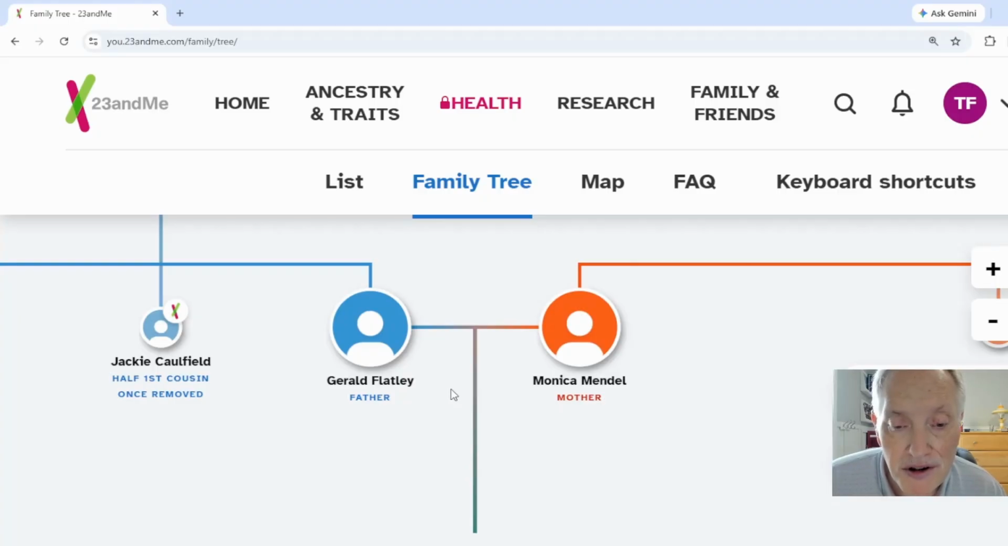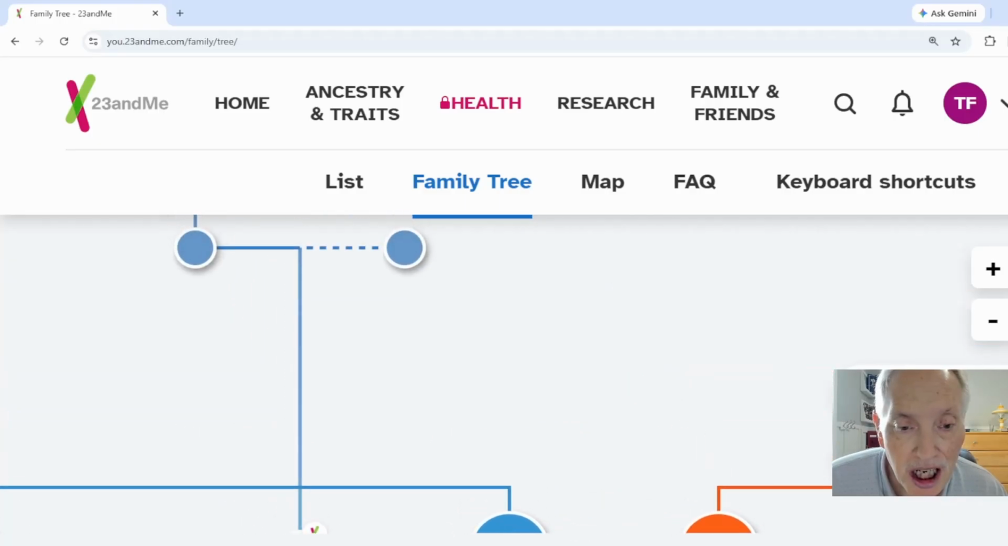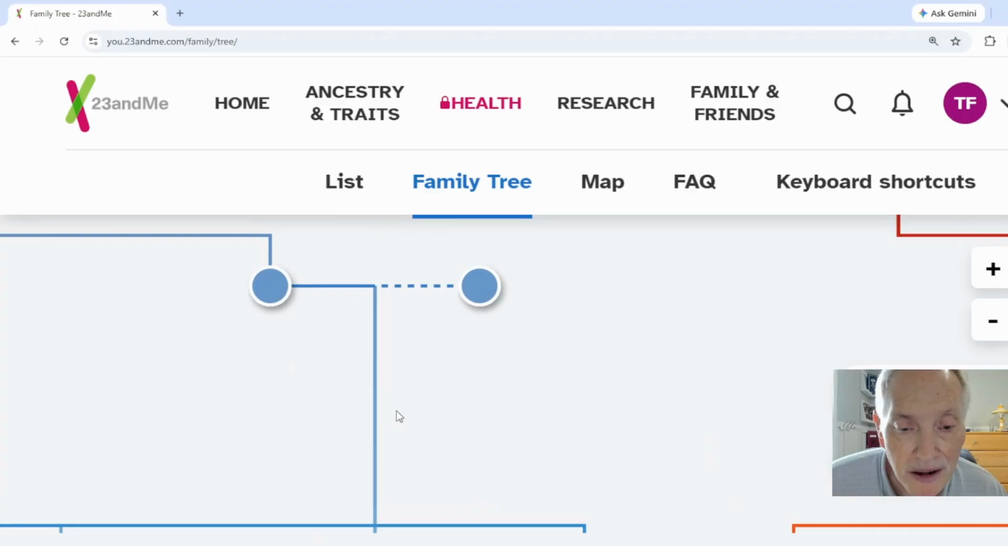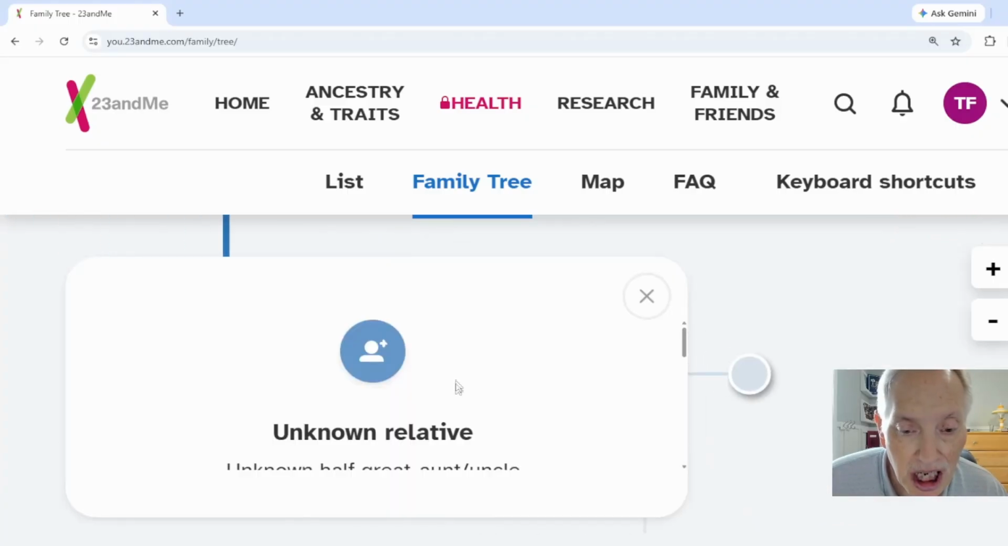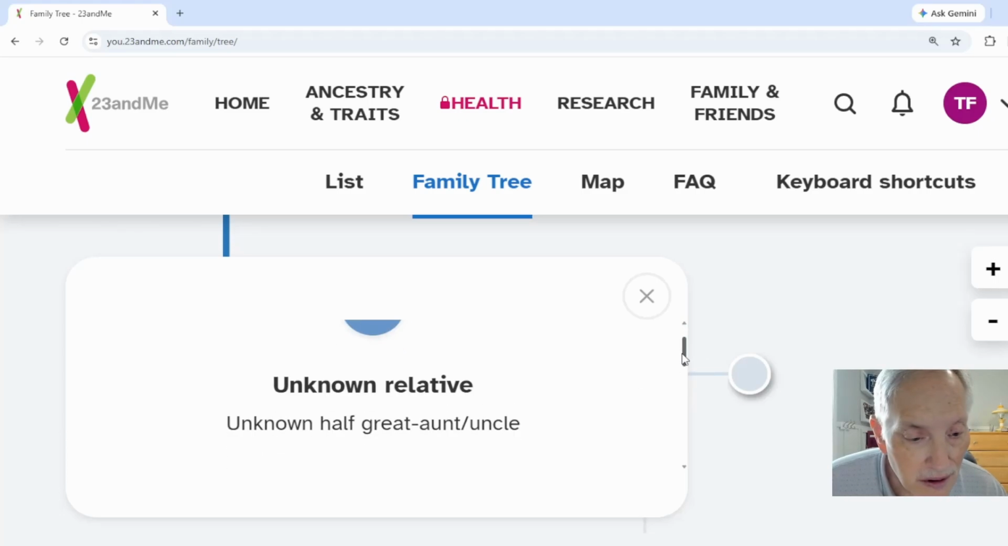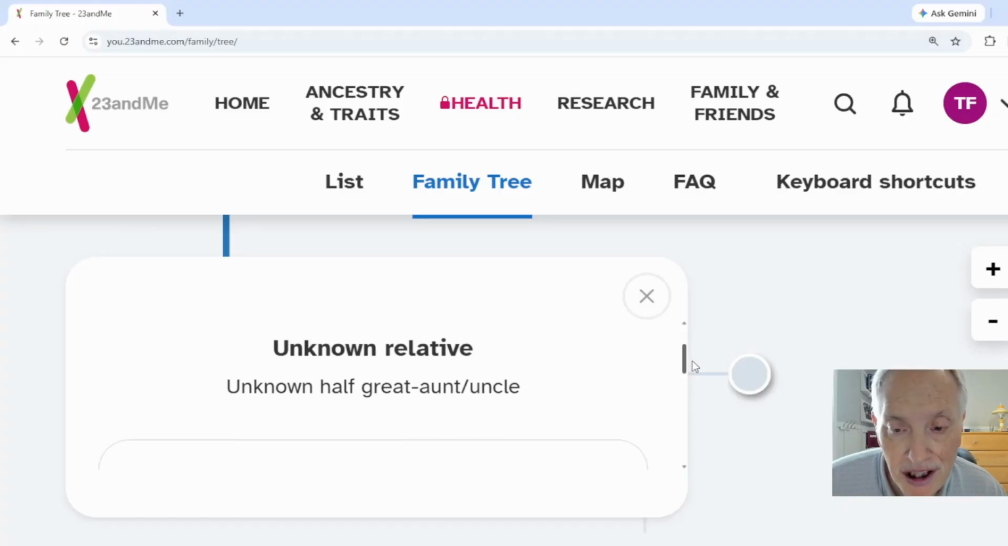And here's another interesting thing about this family tree. My first inclination, after I put in my father's information, was to go this way and start filling in my grandparents' information on the first circles that I saw. But let me show you what happens when I click into one of those circles. I get a prompt that says unknown relative, unknown half-great aunt or uncle. I'm like, okay, I can't put in my paternal grandparents there.